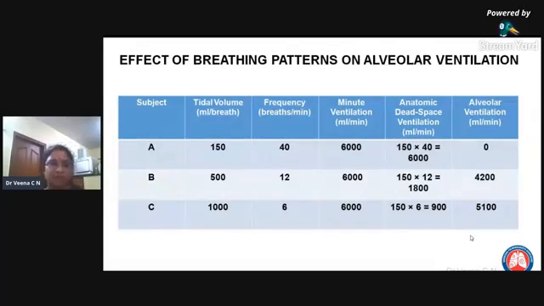Here, the breathing pattern in subject A is rapid and shallow. Subject B breathes normally, and in subject C, the breathing pattern is slow and deep. Each subject has the exact same minute ventilation, as is evident in the slide, that is, they move the same amount of air in and out of the lungs per minute. But when the dead space ventilation is subtracted from the minute ventilation, there is a marked difference in the alveolar ventilation. In subject A, there is no alveolar ventilation, whereas in subject C, there is considerably greater alveolar ventilation.